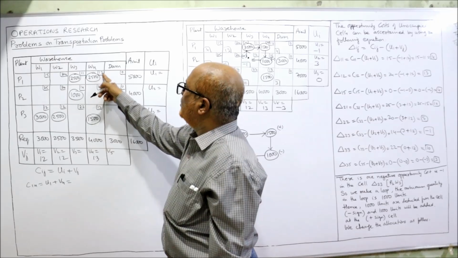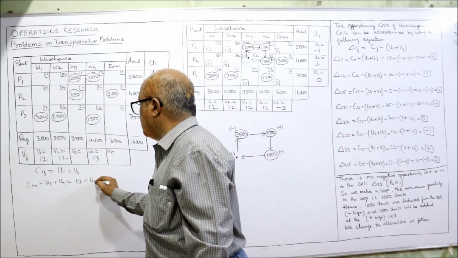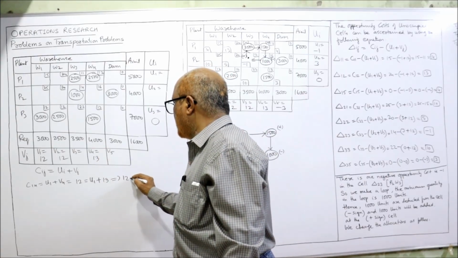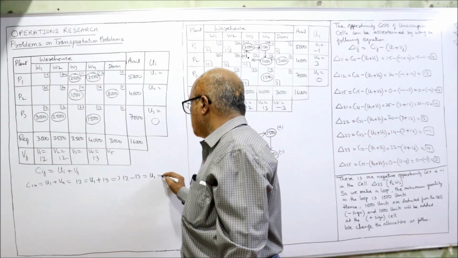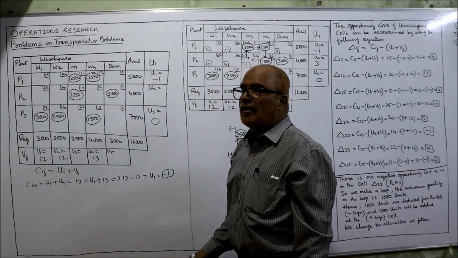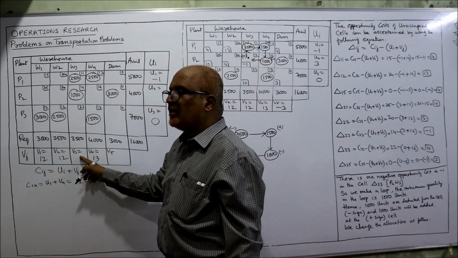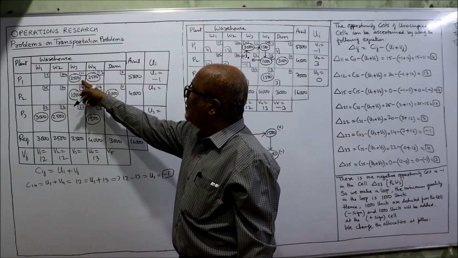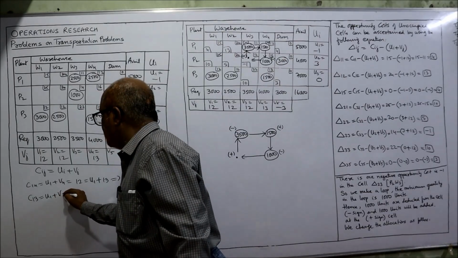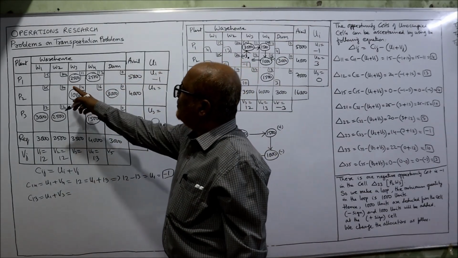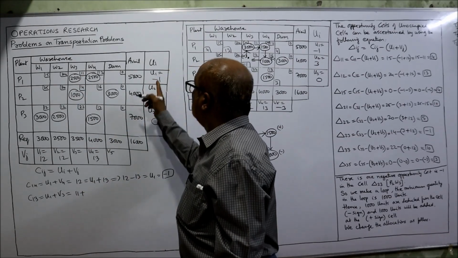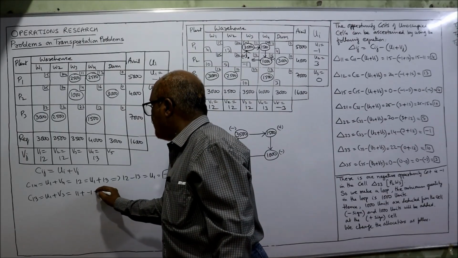How much is C14? 12. 12 is equal to u1 plus v4, and v4 is 13. So 12 minus 13 is equal to u1. So u1 is equal to minus 1. By using this cell, I can calculate v3. The location of this cell is 1, 3. So C13 is equal to u1 plus v3. How much is C13 here? 11. So 11 is equal to u1, which is minus 1, plus v3.